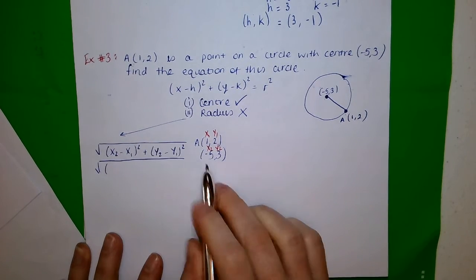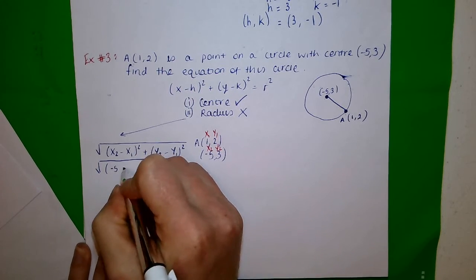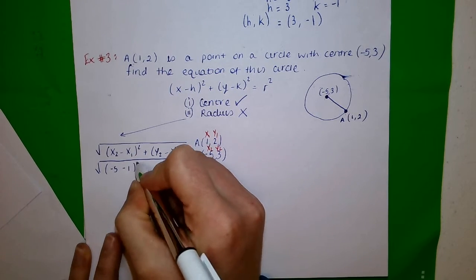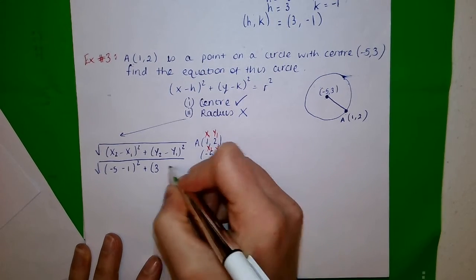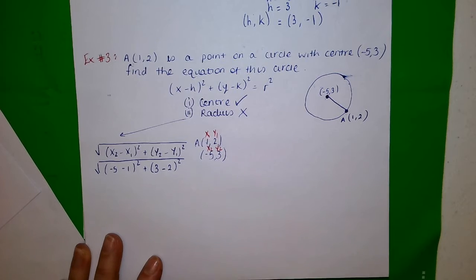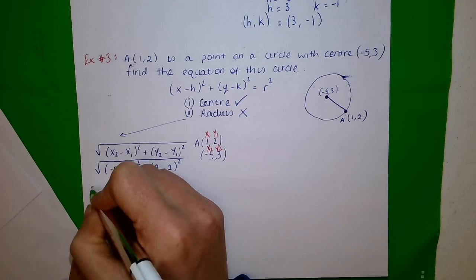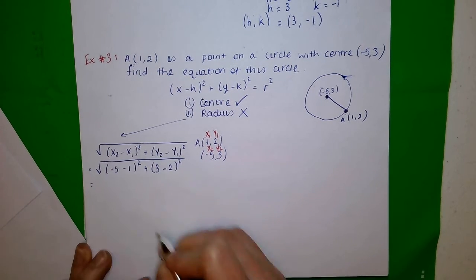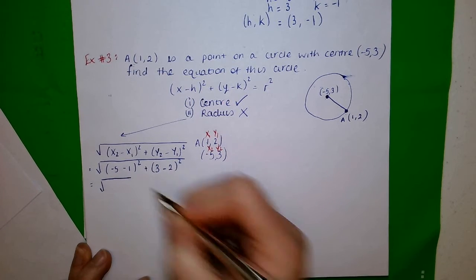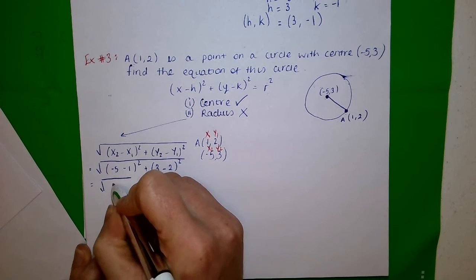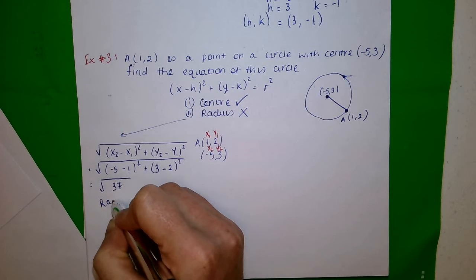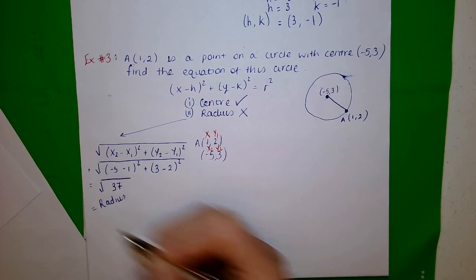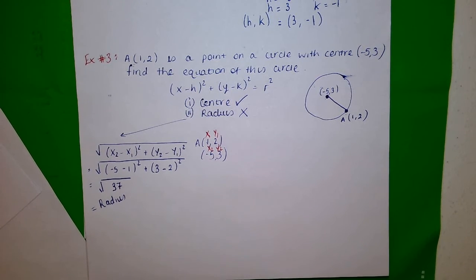x₂ is −5, minus x₁, which is 1, squared, plus y₂, which is 3, minus y₁, which is 2, squared. As we simplify that, we can put that straight into our calculator. We should get √37. And so now we have our radius. The length of our radius is in fact the square root of 37.